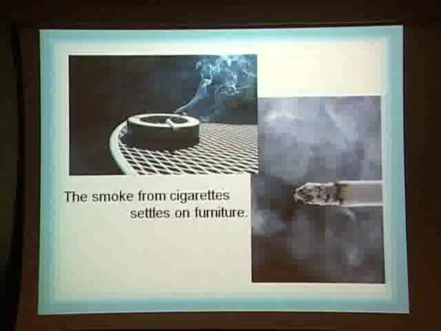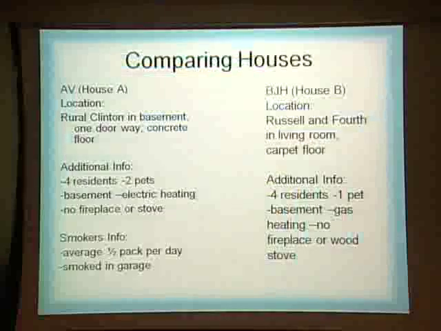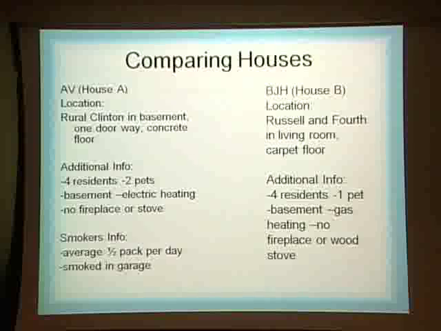I'm just going to explain the procedure a little bit. We took 6 houses, 3 of them smokers and 3 of them non-smoking, and paired them with like characteristics. Then we recorded the data using a DustTrak, and this is the first set we did, House A and House B. One was in Clinton in a basement with concrete floor. The other was around Russell and Fourth, in the living room with carpet floor.